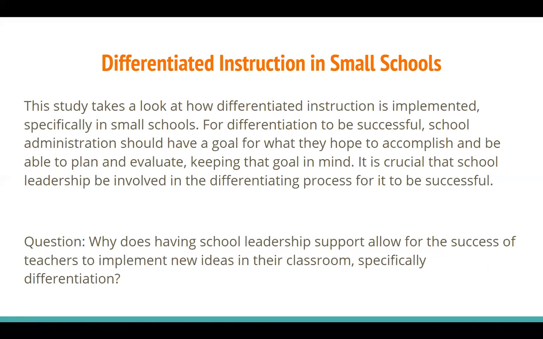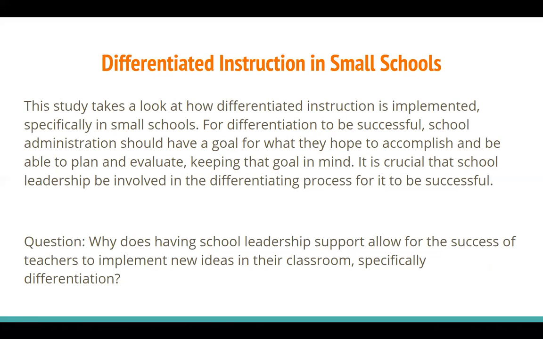When implementing the differentiation model, no matter the size of the school, having the support of school leadership is essential. The change will not come quickly, but establishing the foundation for change while keeping the end goal in mind will help school leaders assist teachers in how to effectively implement differentiated instruction.